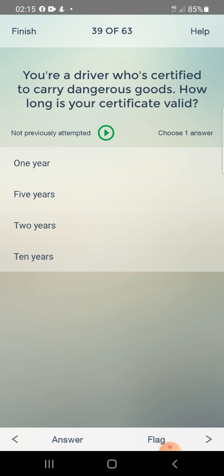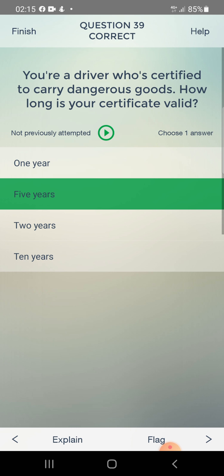You are a driver who's certified to carry dangerous goods. How long is your certificate valid? 1 year, 5 year, 2 year, 10 year. I think 5 years. Yes.